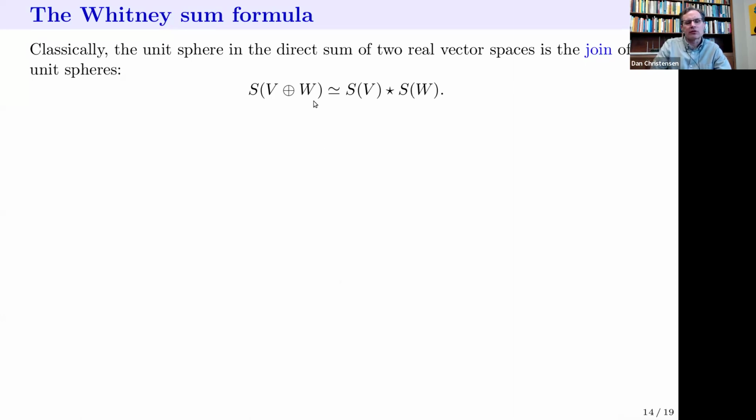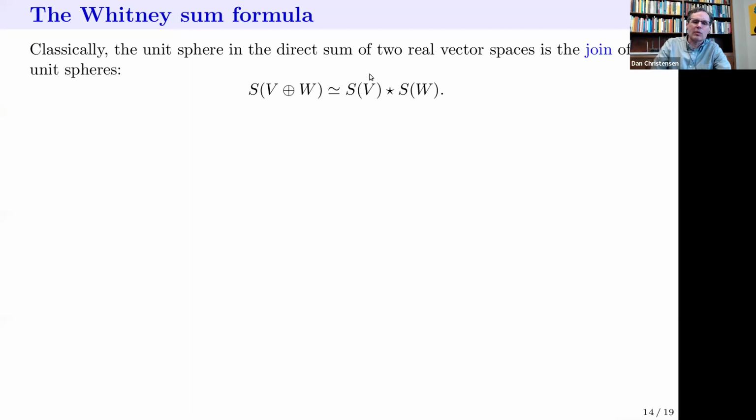So in the classical story, you can take the direct sum of two vector bundles, the fiber-wise direct sum, and the unit sphere bundle in a direct sum is the join of the spheres. So we see this join arising again. And you can visualize this, for example, if you take a two-plane and a line in 3 space, and you take the unit sphere in the plane and the unit sphere in the line. The way you get the unit sphere in the ambient space is by connecting all the points on the circle to the 2 points in the line. So that's how the join works.